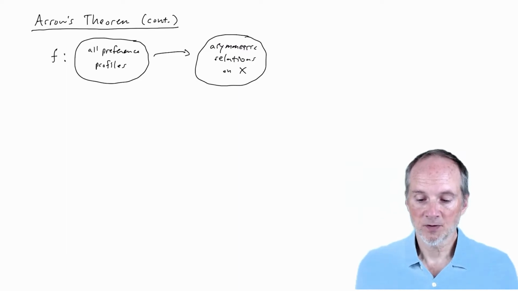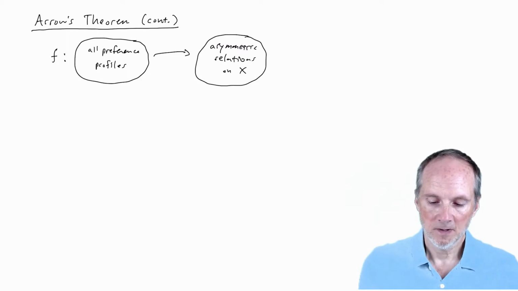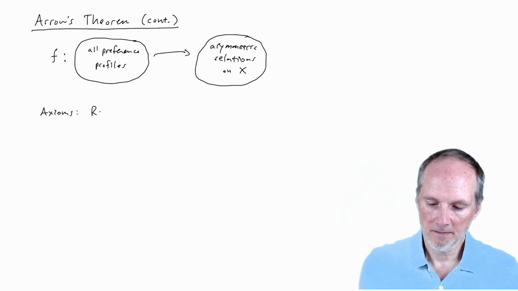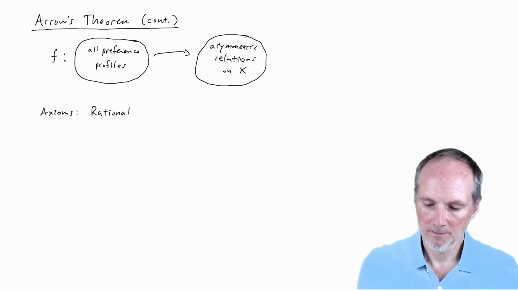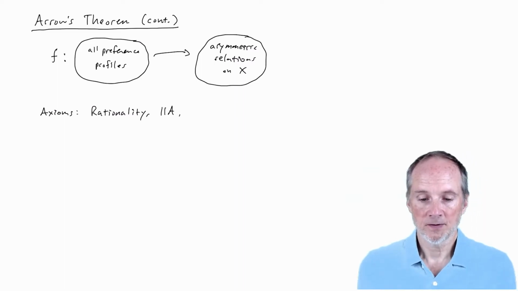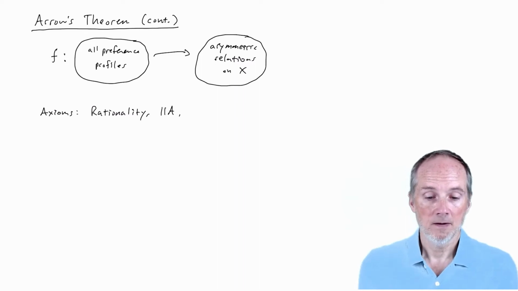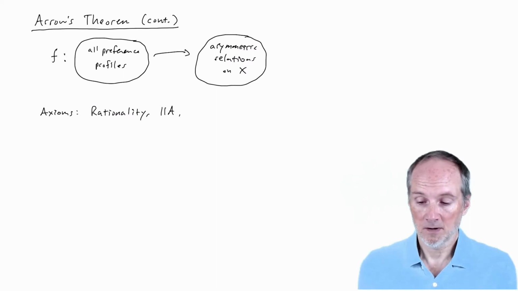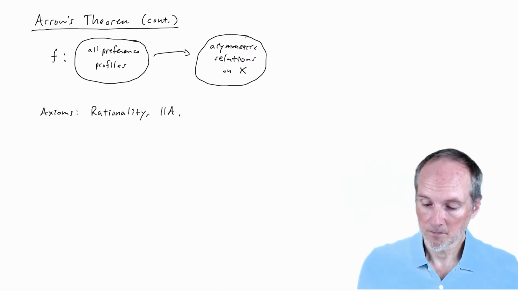axioms for general social preference functions, and we looked at 3. The axioms that we looked at last time were rationality: the social preference function always generates a ranking. Independence of irrelevant alternatives: the social preference between any 2 alternatives only depends on individual preferences between those 2 and doesn't use any information about preferences over alternatives other than those 2.